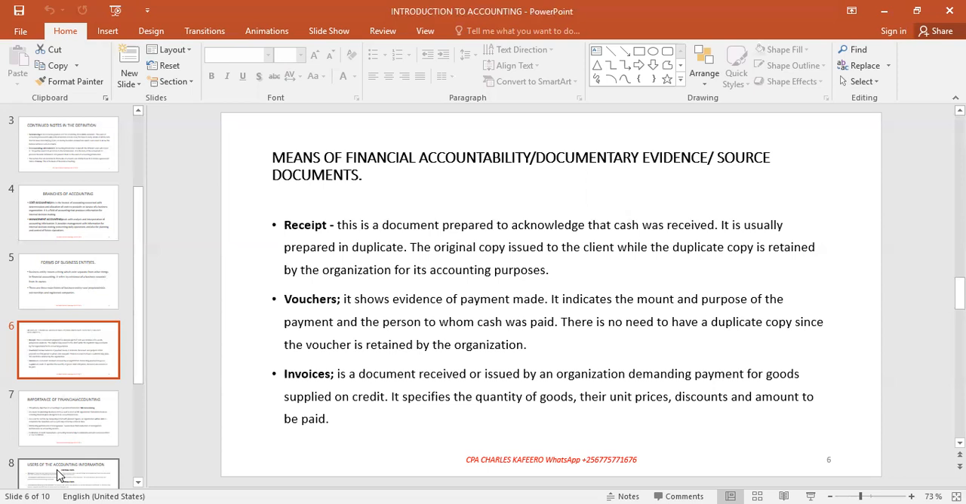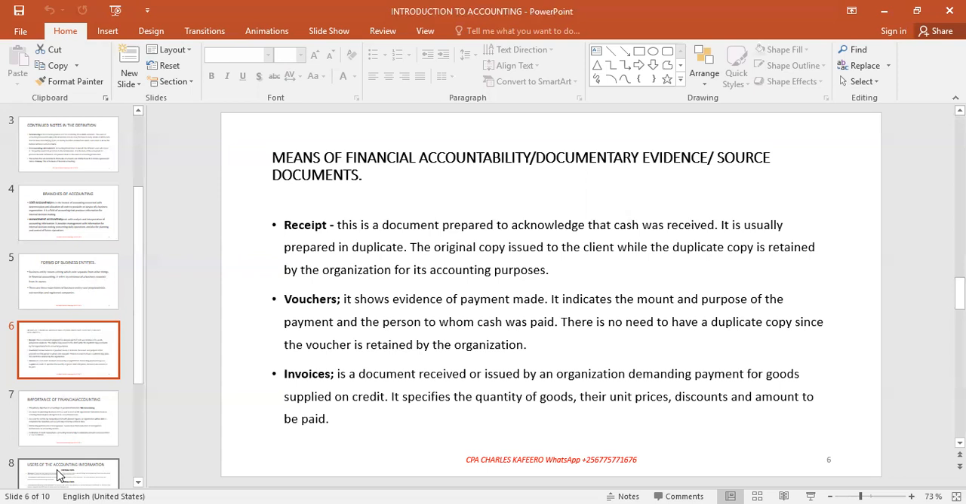So the first one is called a receipt. This is a document prepared to acknowledge that cash was received. It is usually prepared in duplicate. The original copy is issued to the client, while the duplicate is retained by the organization for accounting purposes. When you buy goods and you pay by cash, of course, we expect to receive the receipt. The reason why we have to receive that receipt is that we want to confirm the actual number of units you bought. We also want to confirm the price, because someone may say, those goods you are seeing there, I bought them for 10 million.